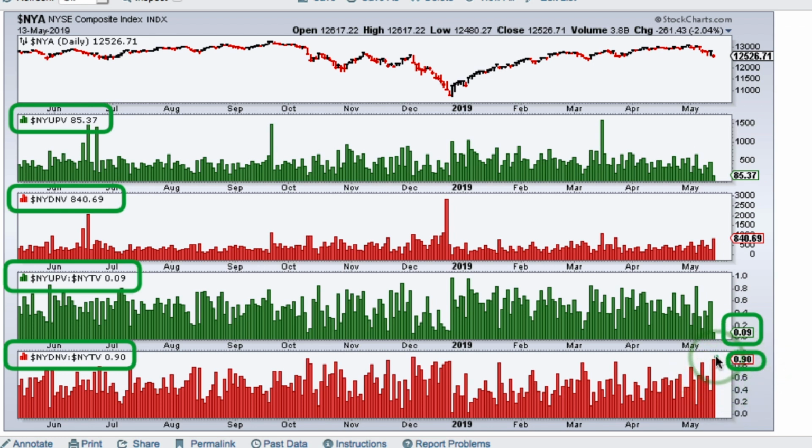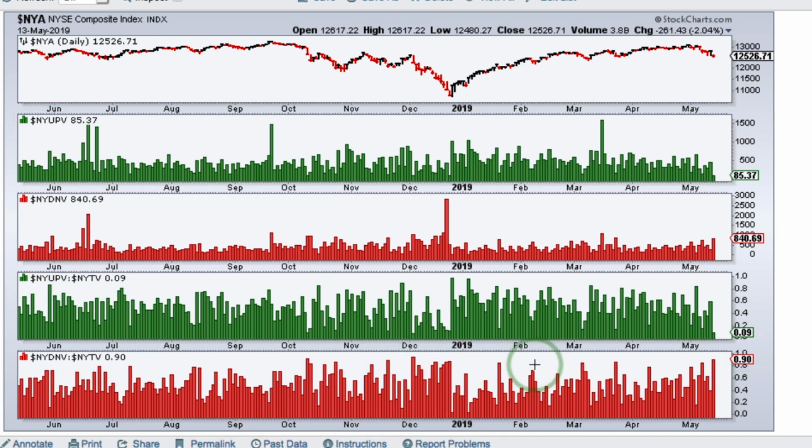So a lot of down volume. In fact, the biggest percentage of down volume you can see since December. And you can see the decline in December started with that big spike in down volume.